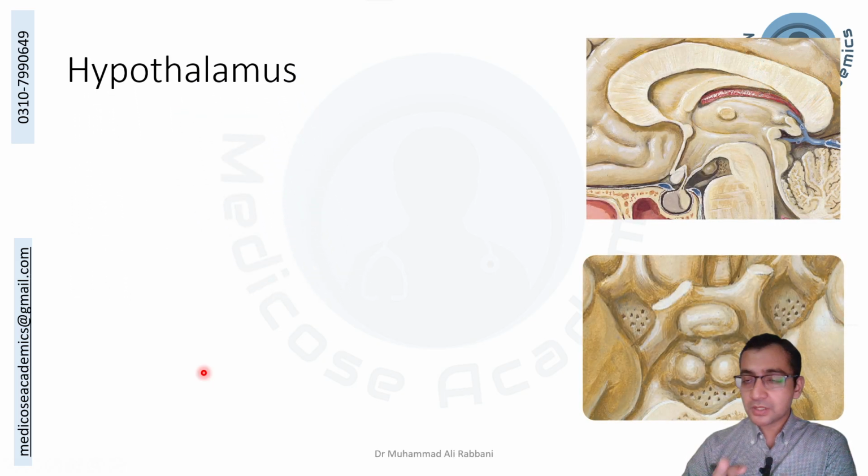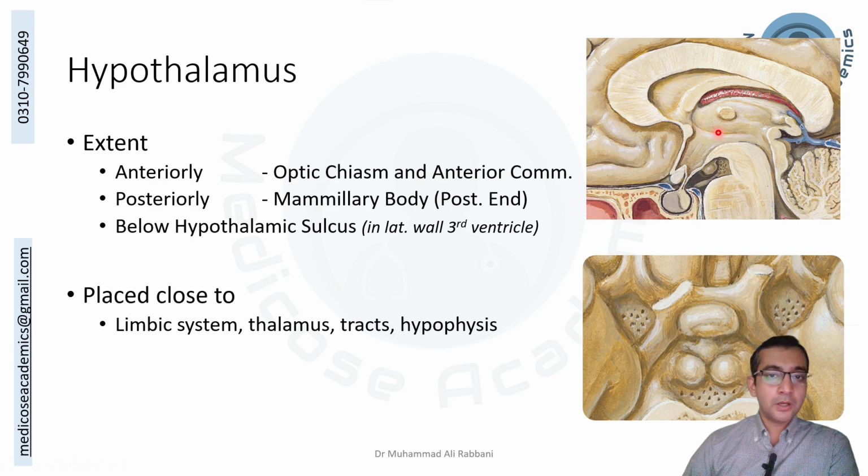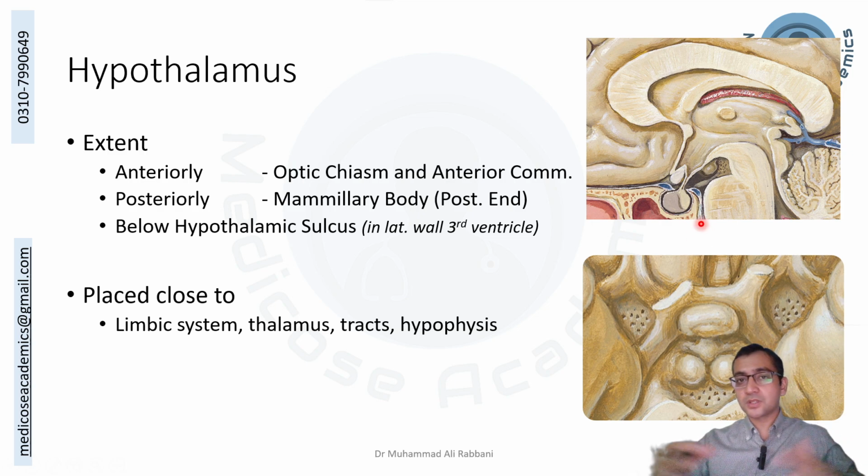Hypothalamus. Just talking about the boundaries here, we will discuss its functions. Anteriorly, the boundary of the hypothalamus is from the optic chiasm to the anterior commissure, with the lamina terminalis intervening, and below it is the hypothalamic sulcus. It is very closely placed to the limbic system surrounding it, and superiorly it is related to the thalamus, the hypophysis, the pituitary, and all the ascending tracts are very close in approach to it.